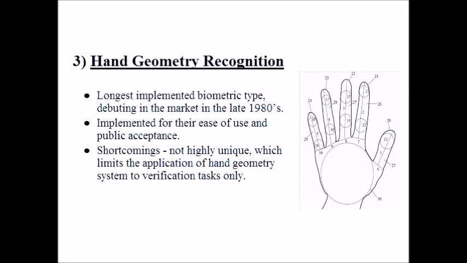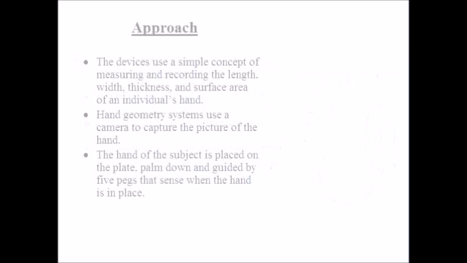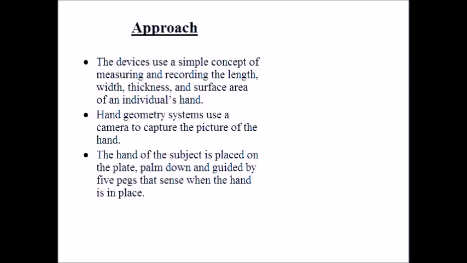Next is hand geometry recognition. Hand geometry recognition is the longest implemented biometric type, debuting in the market in the late 1980s. The systems are widely implemented for their ease of use and public acceptance. One of the shortcomings of the hand geometry characteristic is that it is not highly unique, limiting the application of hand geometry systems to verification tasks only.